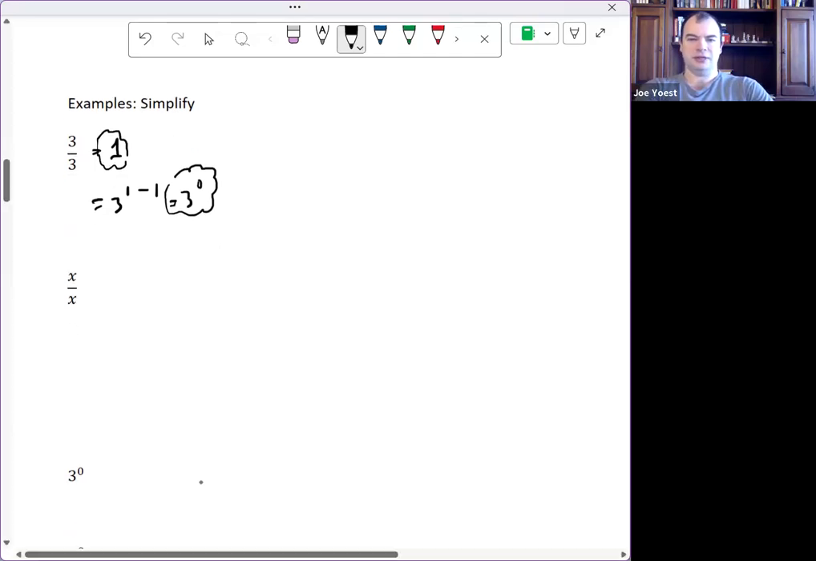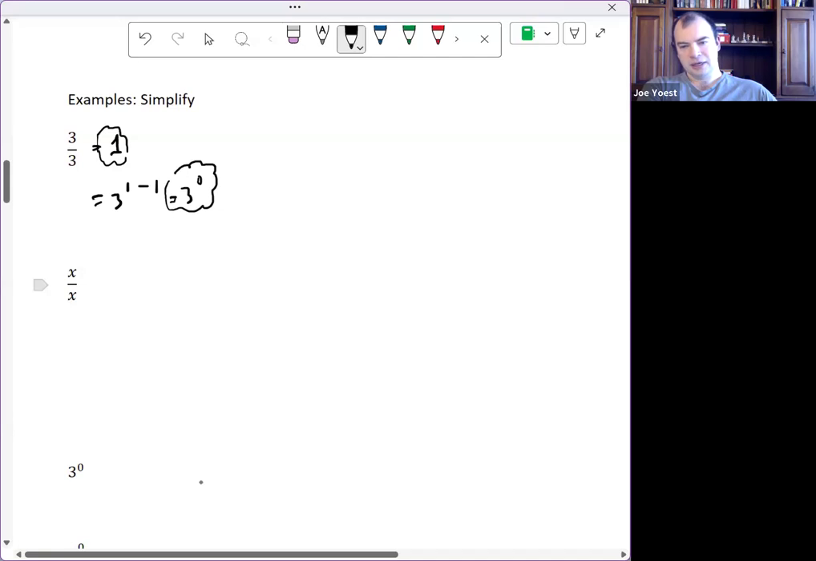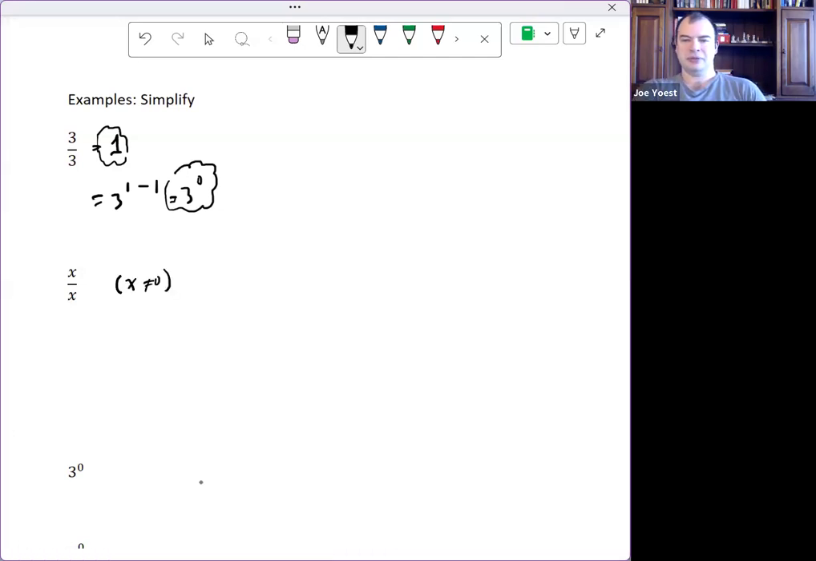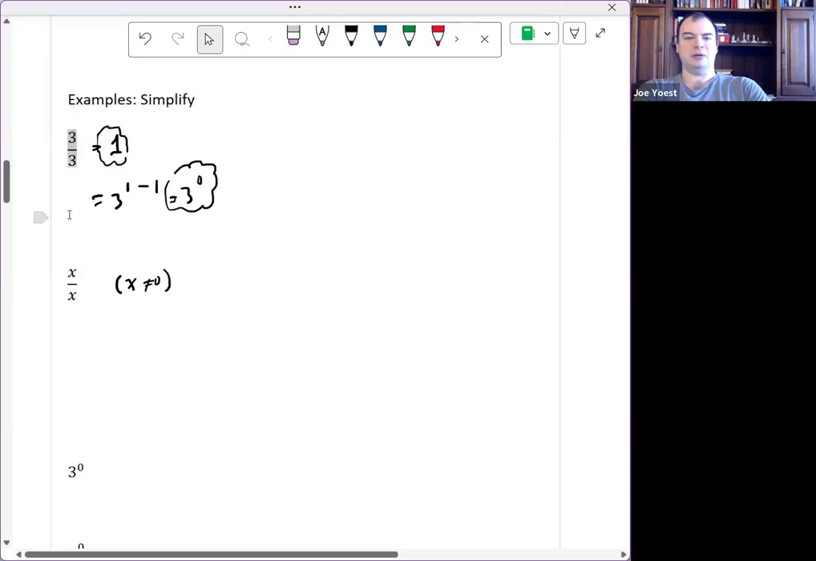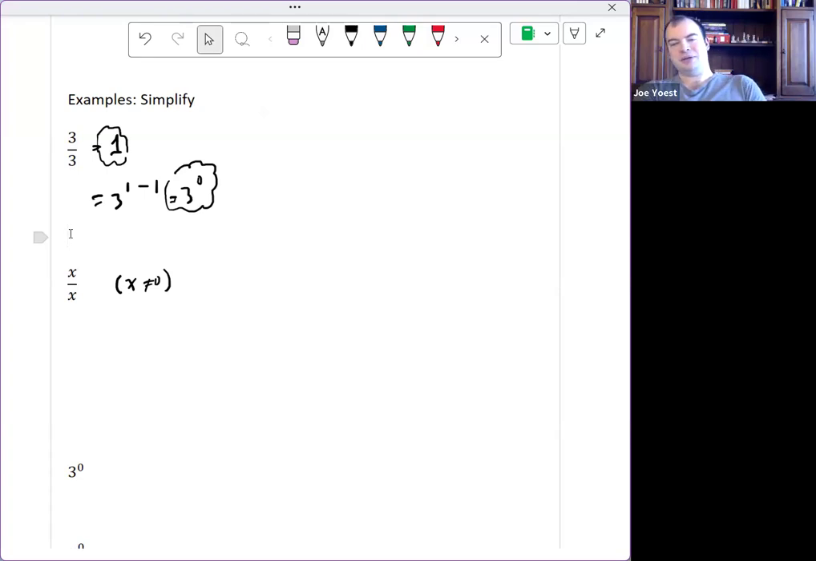Or what if I thought of x over x, again, where x is not 0, so the denominator is happy. But if I thought of x over x, well, what is x? It's just a placeholder for a number. So x might be a number like 3. We might get like 3 over 3, or it might be a number like -2, -2 over -2. That's also 1. It might be a number like 17/6. Well, 17/6 divided by 17/6 is also 1.